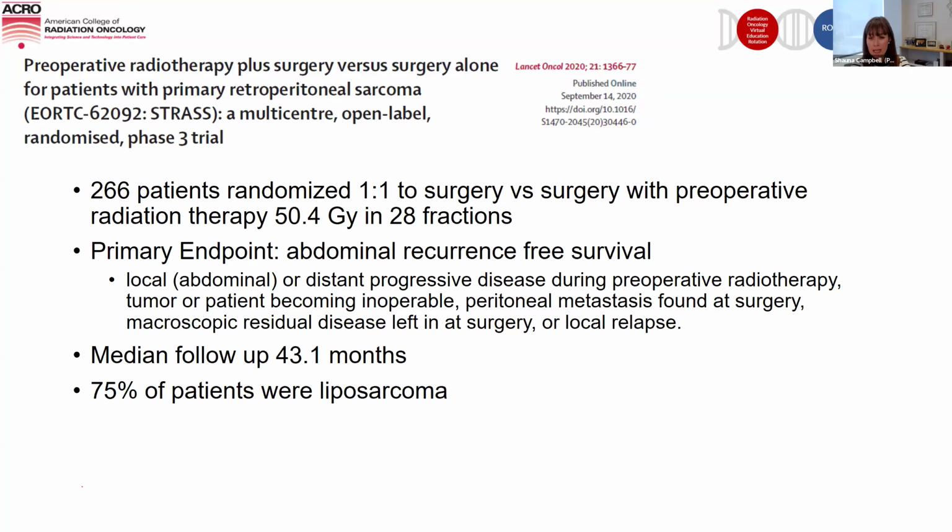So this is a complicated endpoint, which when you look at it and knowing the results of the trial, we go, well, no wonder the trial was, well, I don't want to ruin it, but was originally negative. Look at all of the things that we blamed, if this happened, radiation was deemed not beneficial. So this study was reported with a median of 43 months of follow-up, and 75% of these patients were liposarcoma patients. We'll go to the next slide.